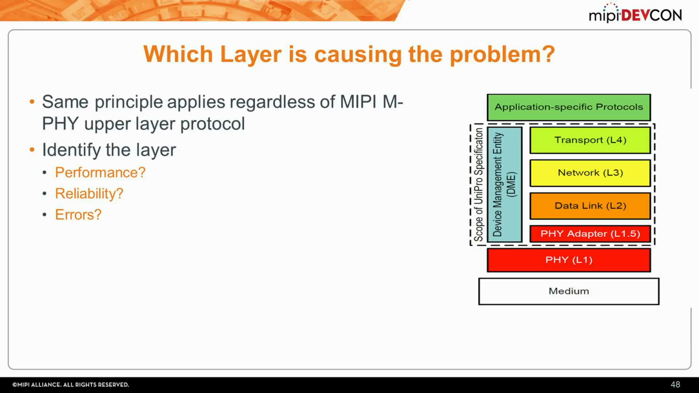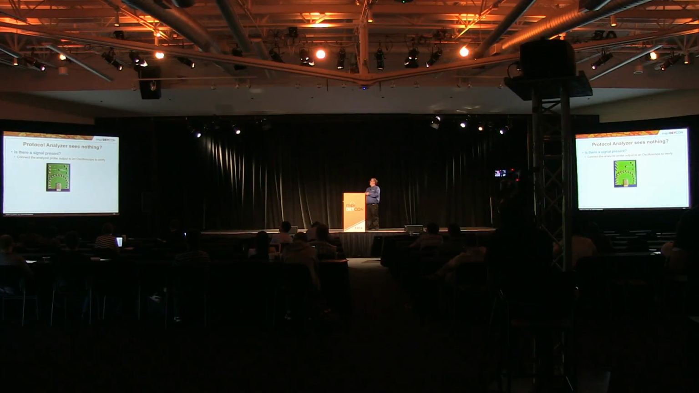So which layer is causing the problem? If you're having problems, they could be related to performance. It could be reliability problems. You may see errors on the link. If the thing crashes, is it something that happened on the UniPro link that caused it to crash? That's what you need to determine. If it crashes, what was the last thing that happened before it crashed? And that's where you use an analyzer to look for that.